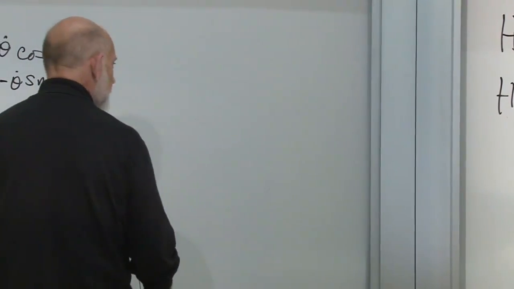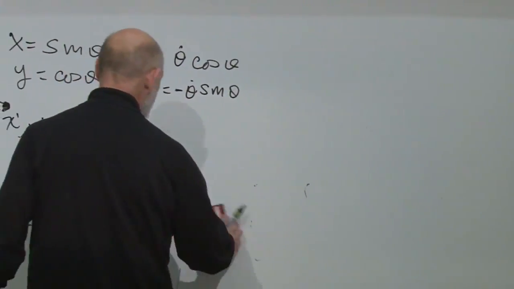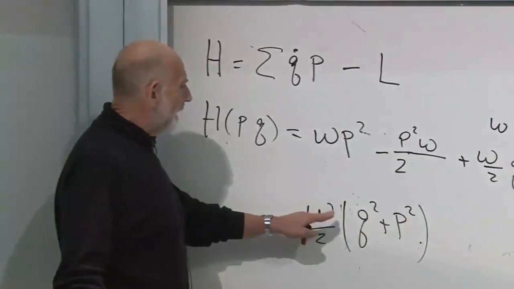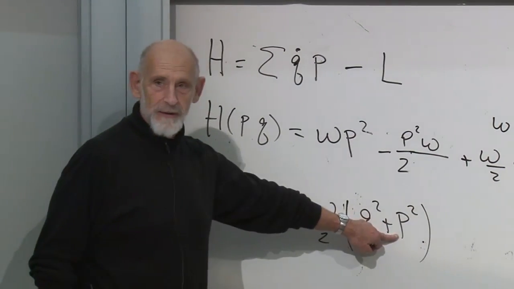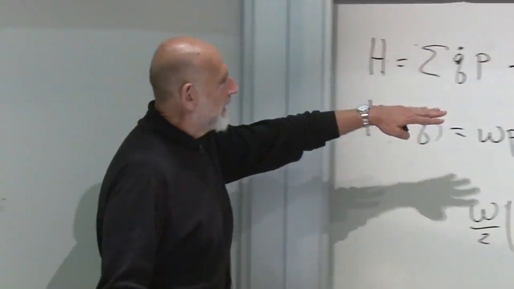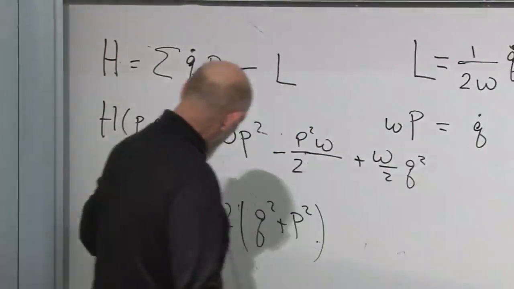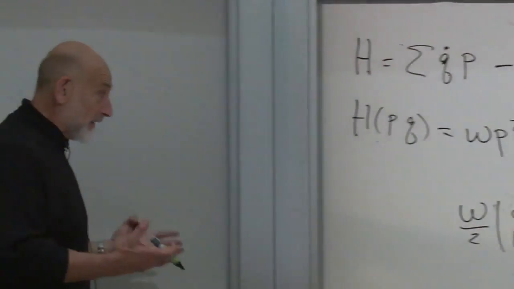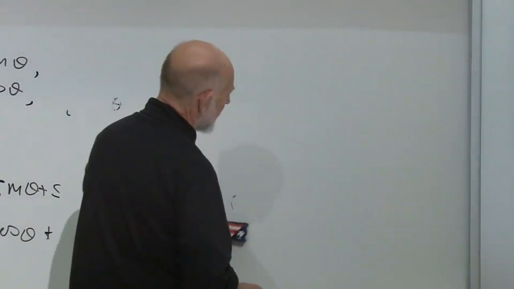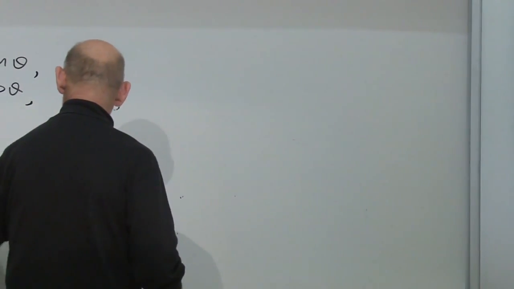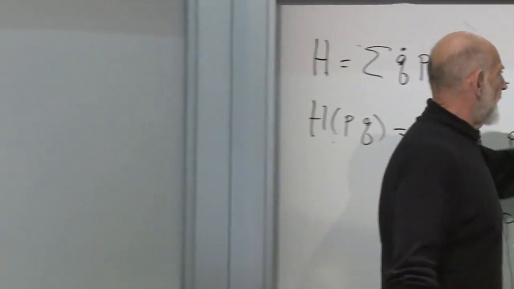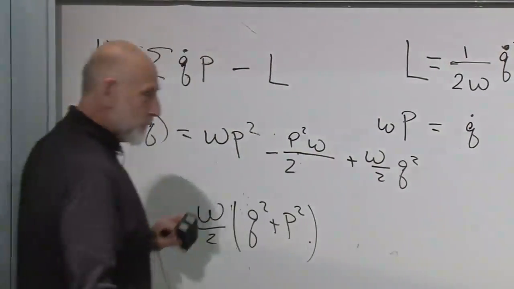Omega over 2 times q squared plus p squared. Oh, if you think it was magic and a wonderful thing that the omega came out in the numerator in both terms here, I set it up that way. I did it on purpose. That's why I put the omega in the way that I did, so that in the Hamiltonian it would just come out as a factor. Okay? There was no magic there. It was just a trick that I did in the Lagrangian so that it would come out this way in the Hamiltonian.